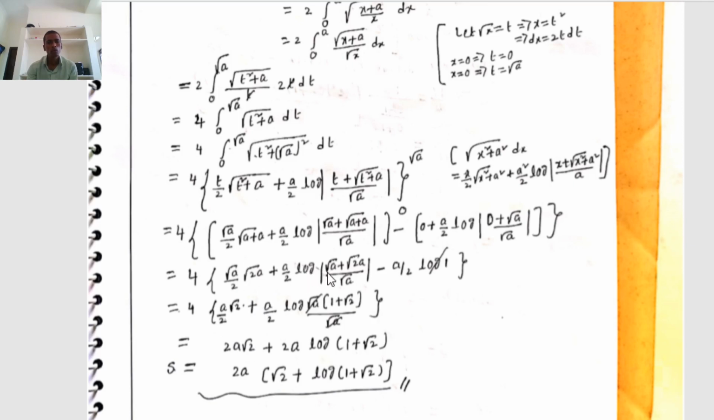Therefore 4 into root a by 2 into root of 2a, plus a by 2 into log of root a plus root 2a by a. It can be written as a by 2 into root 2 plus a by 2 into log of, taking root a common in the numerator, root a into 1 plus root 2 by root a, which gets cancelled. Therefore 4 into a by 2 is 2a root 2 plus 2a log of 1 plus root 2.